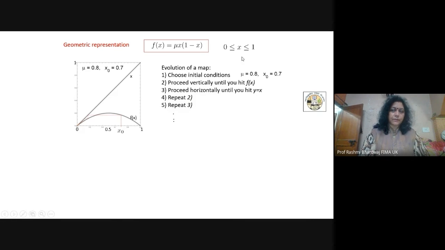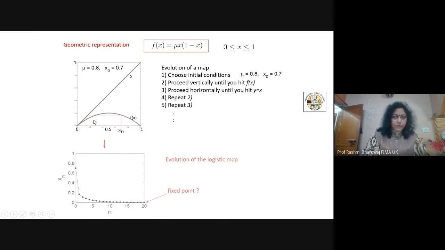If you take the initial conditions mu equal to 0.8 and x naught as 0.17, you see that it proceeds vertically. And this is very important: when it meets the curve, again from that point you draw a vertical line to see where it will meet. So proceed vertically until you hit f(x), then proceed horizontally until you hit y equal to x. So y equal to x is this line. When you meet that here, you repeat this process.